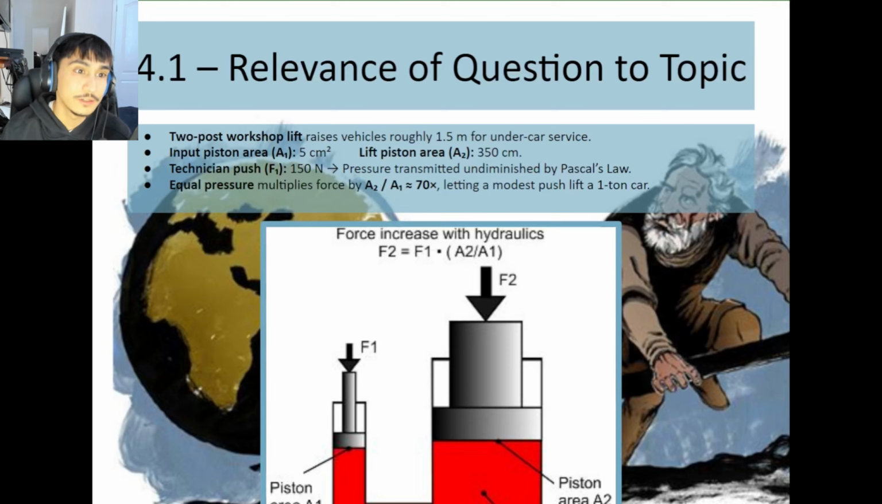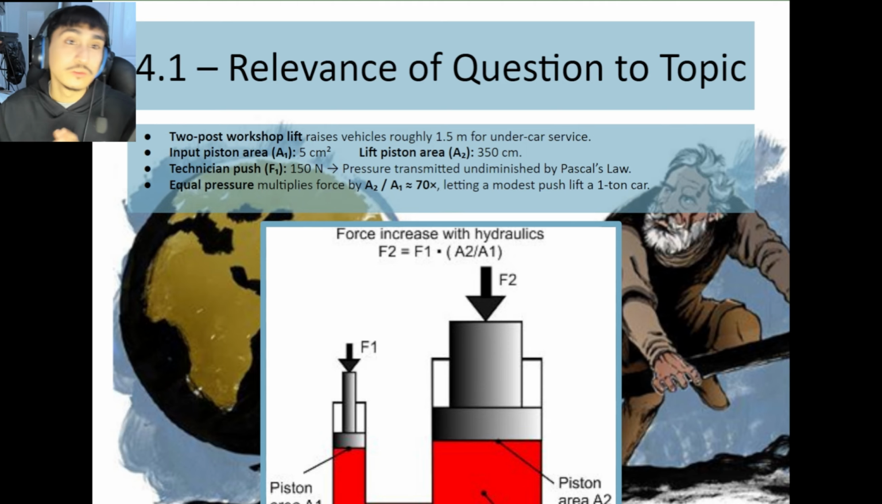Input piston area is 5 centimeters. Lift piston area is 350 centimeters. So the technician pushes 150 newtons, the pressure transmitted undiminished by Pascal's law. So equal pressure multiplies force by A2 divided by A1, which equals 70, letting a modest push lift a 1-ton car.